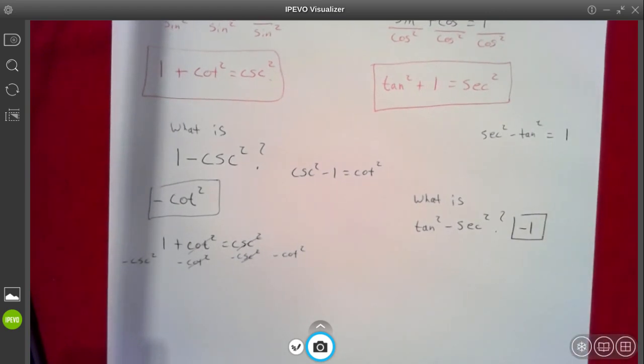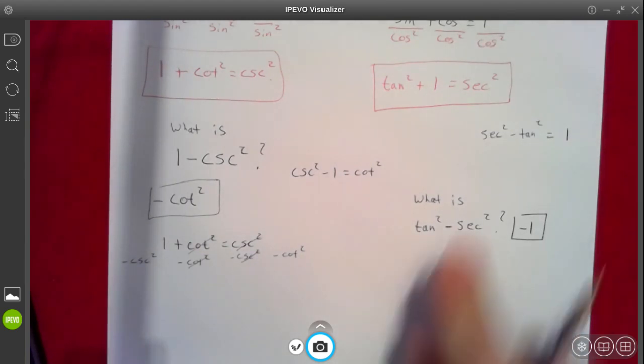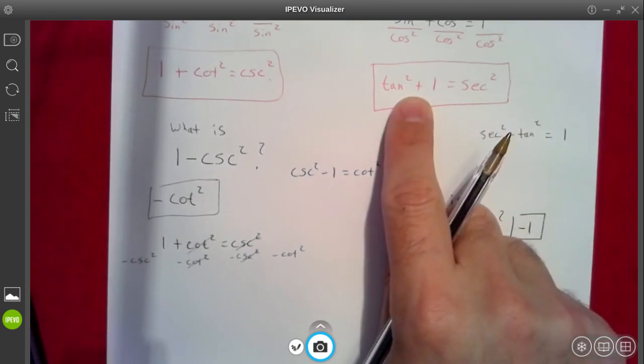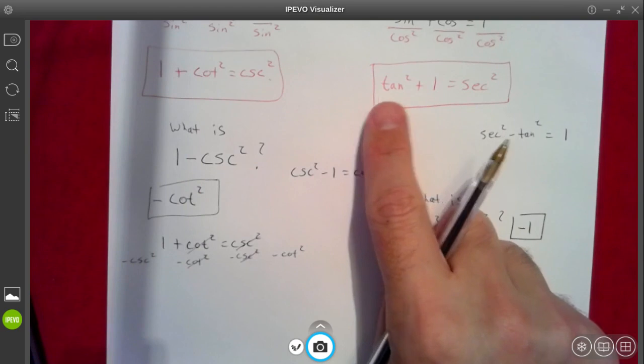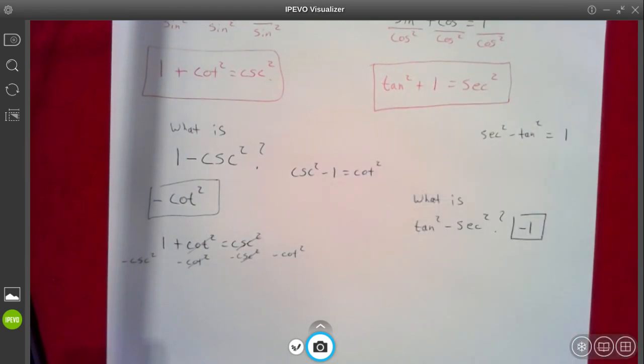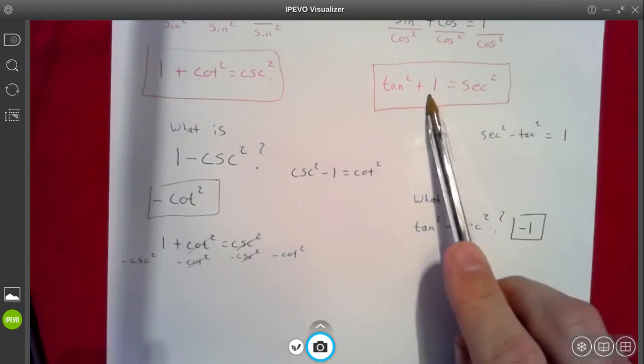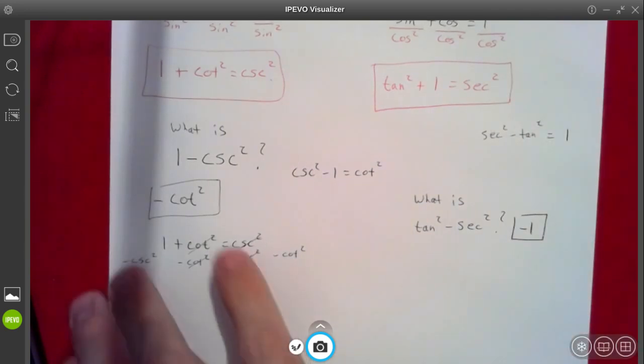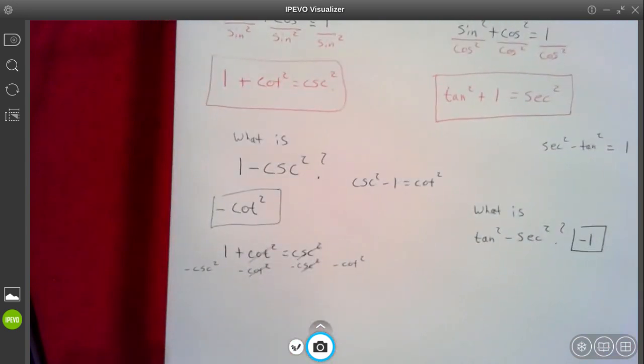I guess you could move the secant squared to the left-hand side. That would give you tangent squared minus secant squared, but then you would have to move that 1 to the right-hand side, and that's why it becomes negative 1. All right, we're going to play a lot more with these using some substitution in the next video.